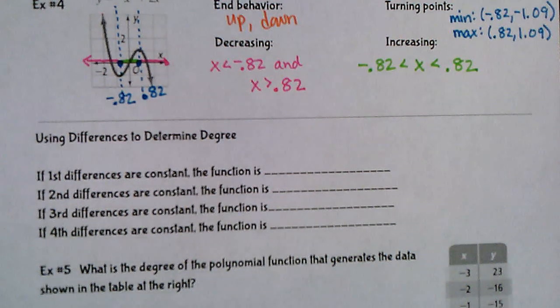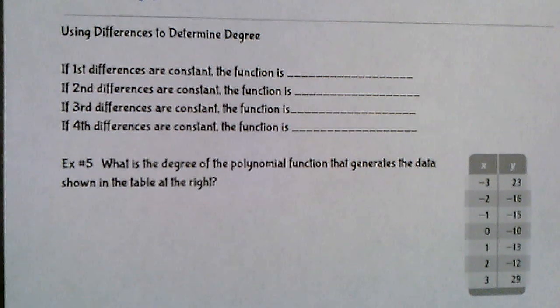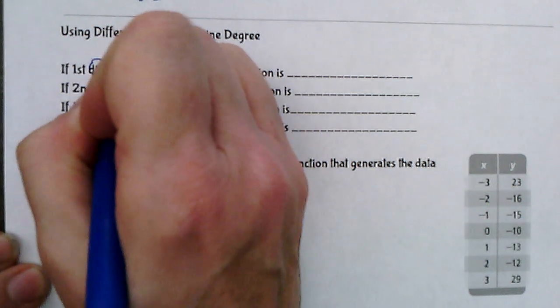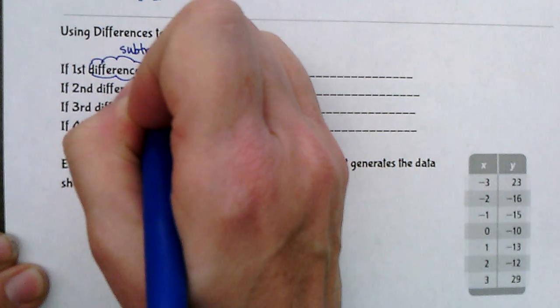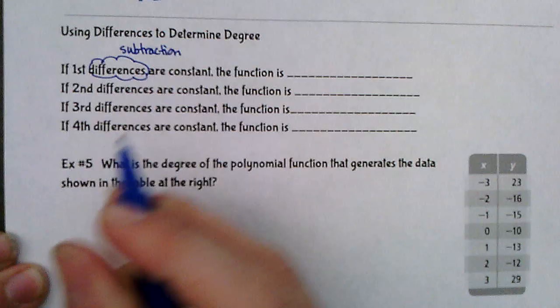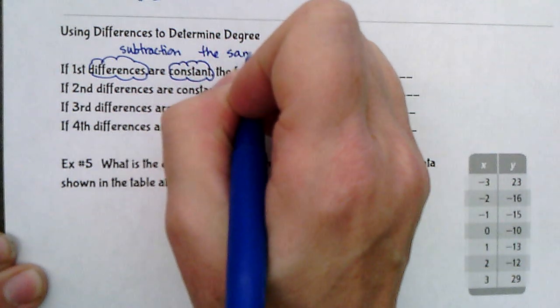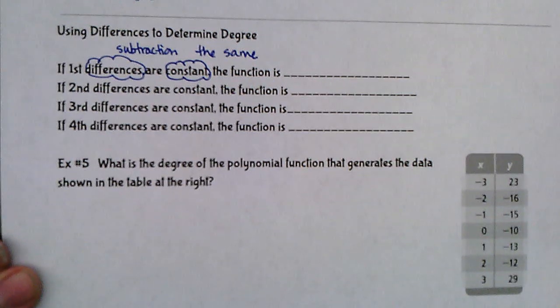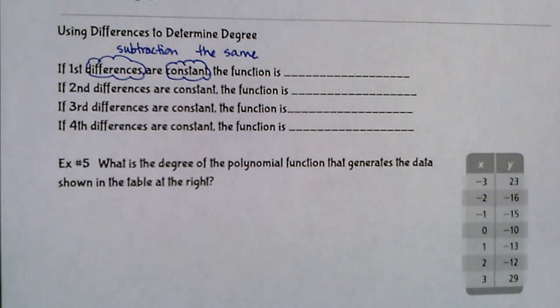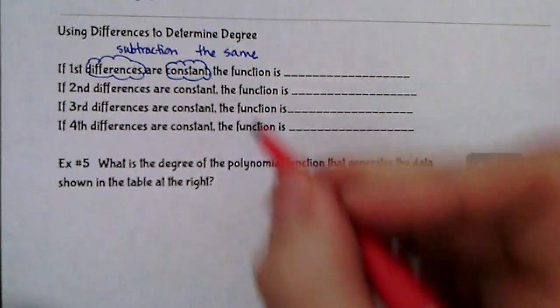Okay, the last thing that we're going to look at is using differences to determine degree. Differences mean that we are going to be subtracting. So when we look at using differences, differences means subtraction. And the word constant is going to mean the same. So if your first differences are constant, or when you subtract the first time they are the same, then your function is going to be linear.